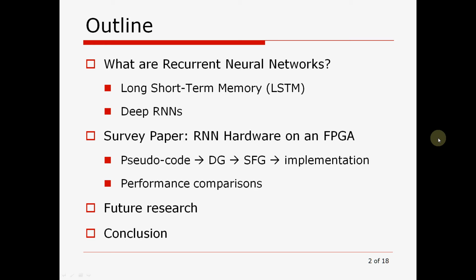And then from there I'll move on to the paper I'll be studying for this presentation, which is an RNN hardware implementation on an FPGA. So I'll start off by discussing what the pseudocode for an RNN looks like, then how that translates to a dependency graph, to a signal flow graph, and finally the implementation that was presented in the paper on the FPGA.